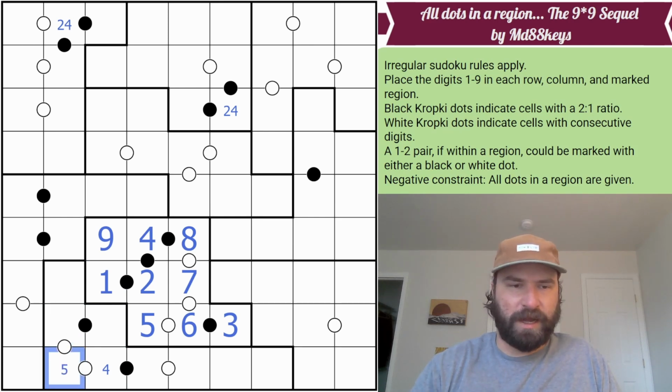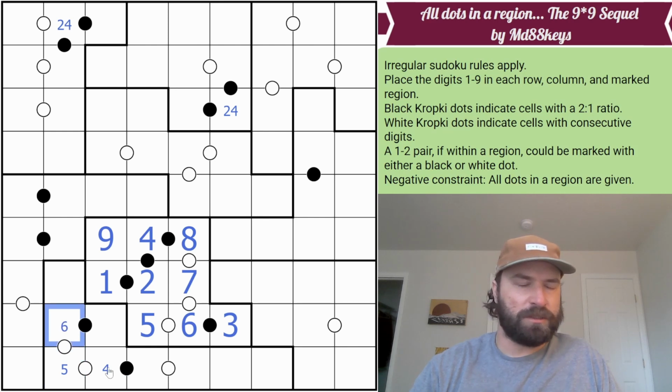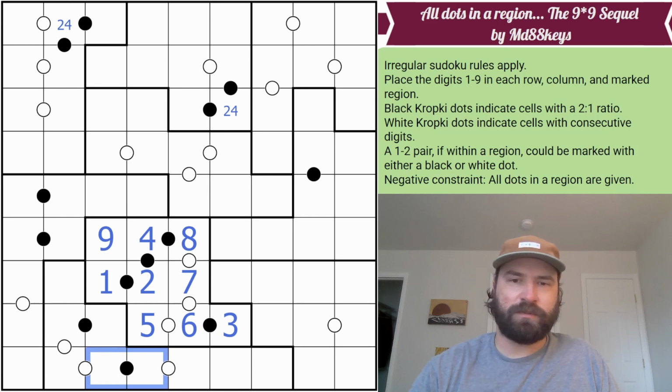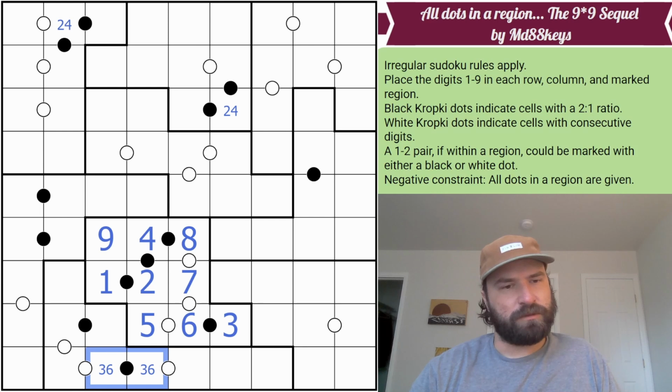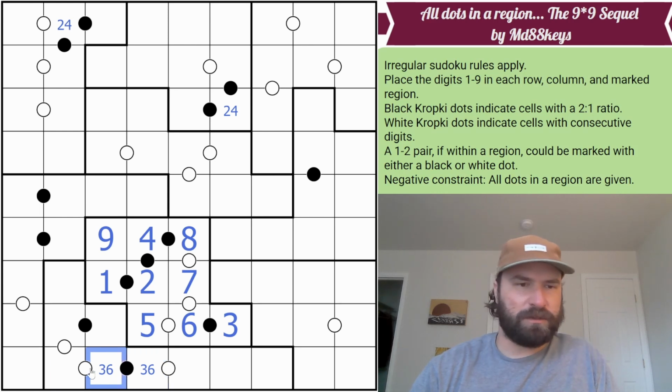This could be a 5. I could go up from 4, but then this would be a 6, which doesn't work. So 4 doesn't work there. So that eliminates every possible pair of digits on this black Kropke dot other than 3 and 6, which was like pretty crazy logic, honestly. So maybe I can do the same thing here.